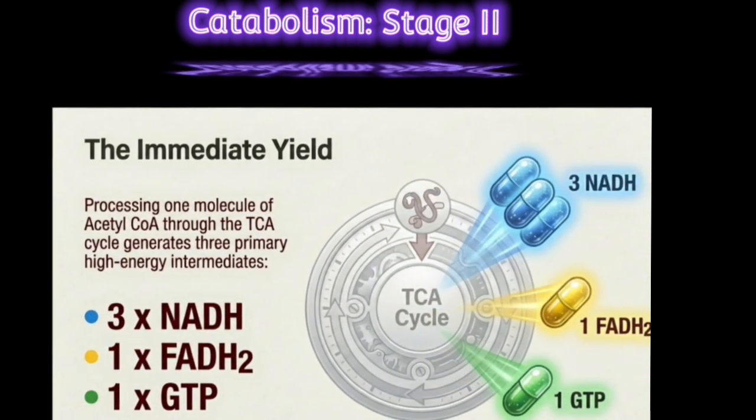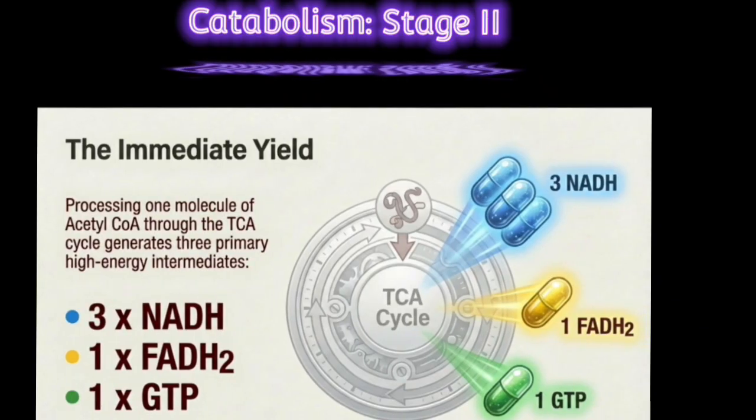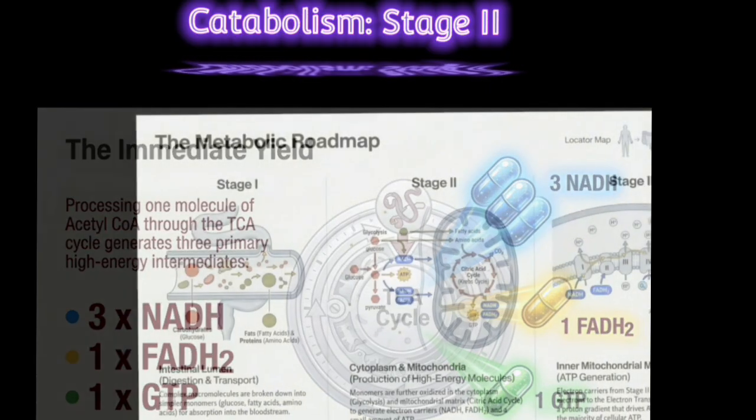That's the perfect transition to stage 3. Okay. We have now finished stage 2. We have successfully turned our food into these high-energy electron carriers, NADH and FADH2, but we still don't have ATP. We haven't paid the bills yet. Not yet. We have potential energy, but not usable currency. So stage 3 is the payoff.